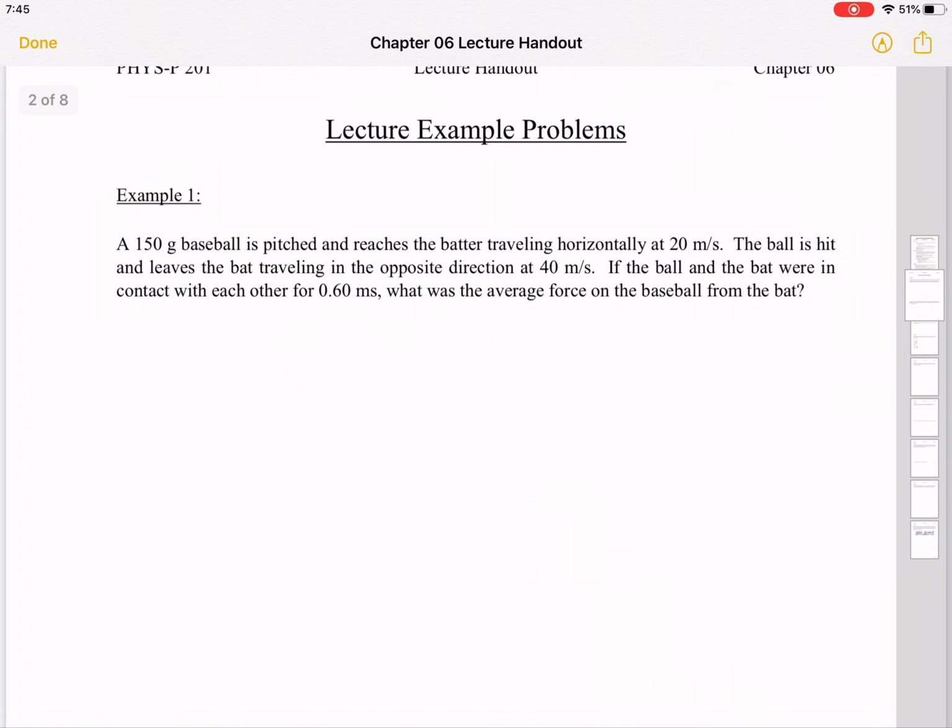Example number 1 says a baseball is pitched and reaches the batter traveling horizontally at 20 meters per second. The ball is hit and leaves the bat traveling in the opposite direction at 40 meters per second. It gives us a time of the interaction and asks for the average force. So let's draw this as a before and after, kind of like we did for energy problems.